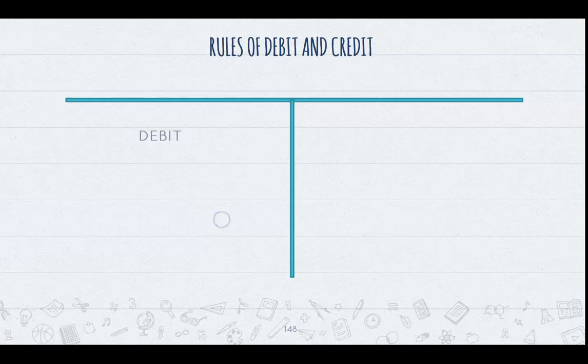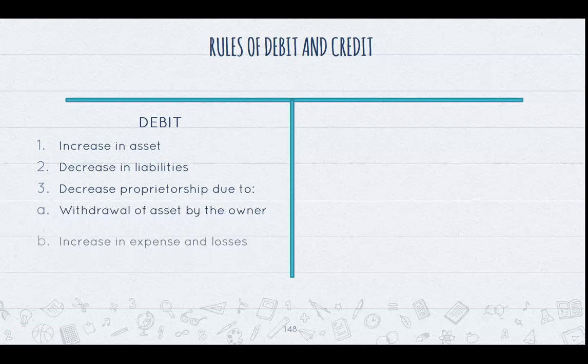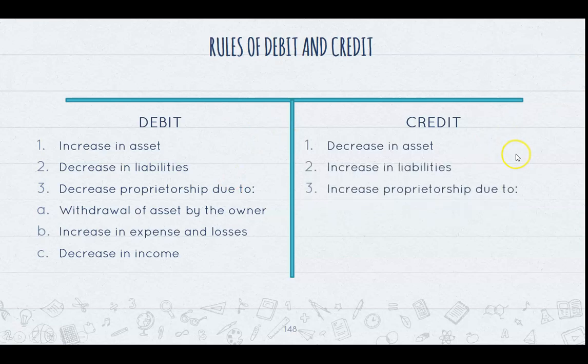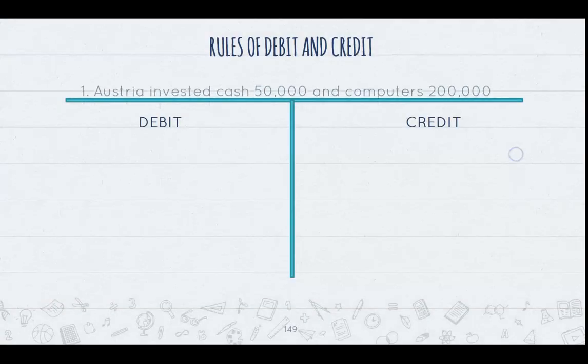Let us begin. Debit: increase in asset, decrease in liabilities, decrease in proprietorship due to withdrawal of asset by the owner, increase in expense and losses, decrease in income. While credit: decrease in asset, increase in liabilities, increase in proprietorship due to investment by the owner, decrease in expense and losses, and increase in income.